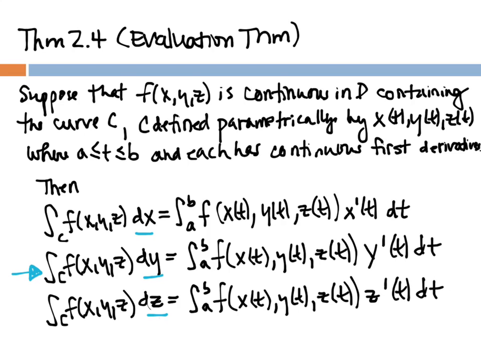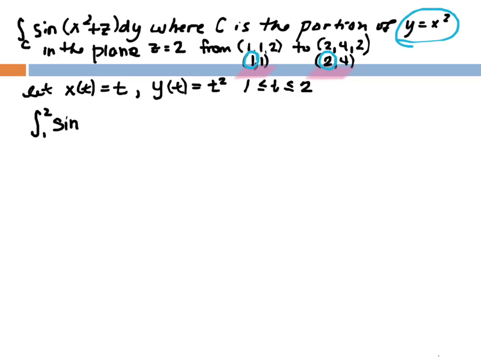Okay, so we're going to be doing dy. Yeah, that's fine. We'll start here. So our sine value is supposed to be sine of x squared plus z. Well, x is t, so that's t squared plus, and then z is actually what? 2, because we're stuck inside of the z equals 2 plane. So we can actually just let z equal 2. And we're doing this with respect to dy, right?